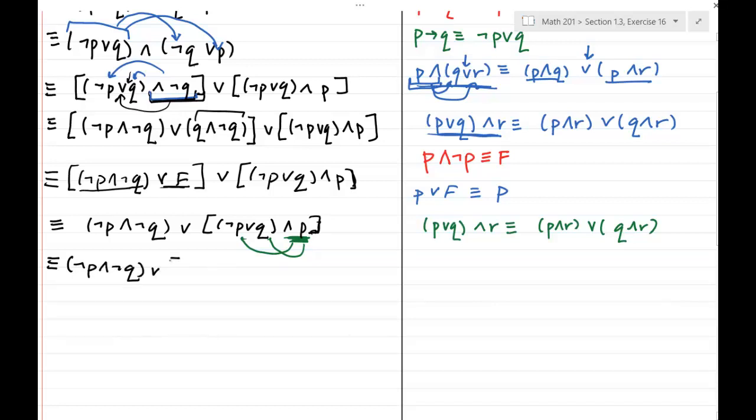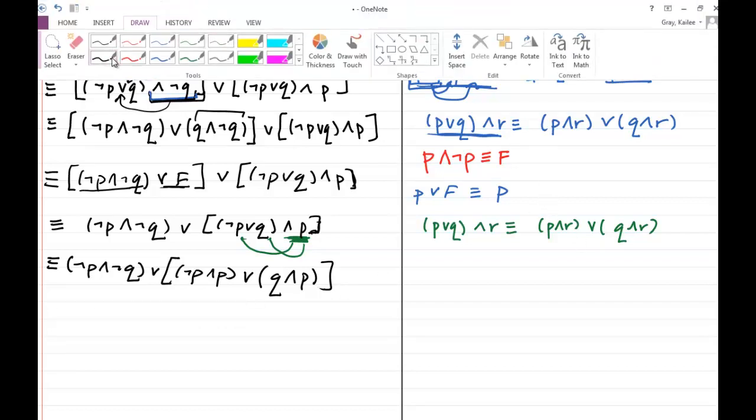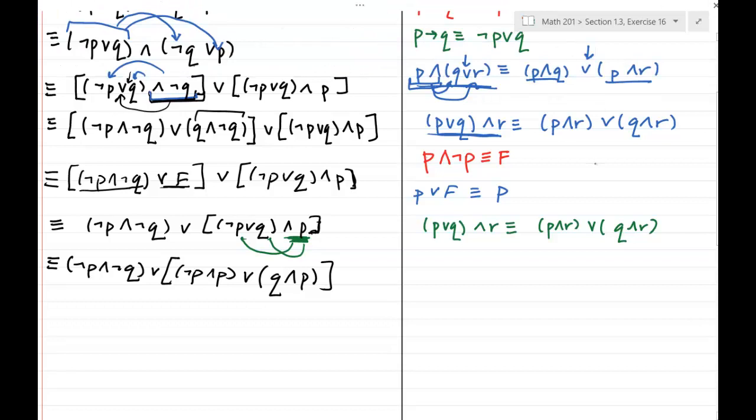Or, and let's distribute. So we've got not P and P, or Q and P. There we go. That is looking very good, right? Because basically we'll be able just to follow these same exact steps that we did in the last one. We'll be able just to do this again, right? A proposition and its negation is false. A proposition or false is the proposition. So let's just apply those steps again.